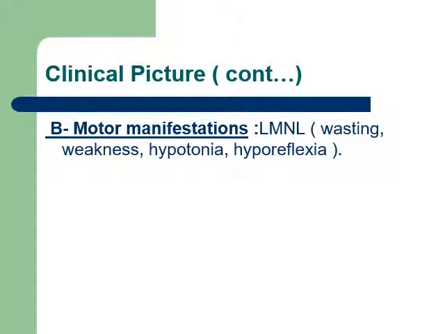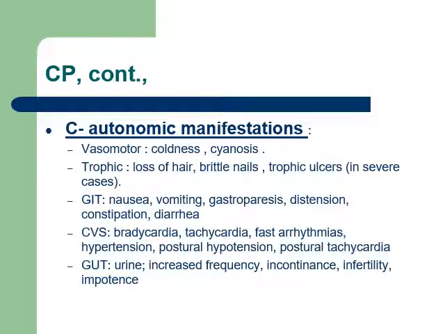The motor manifestation will be reflected in the patient in the form of wasting, weakness, hypotonia, and hyporeflexia, while the autonomic manifestation, carried mainly by the small fibers, would be different according to the system affected. In the skin and blood vessels, there will be loss of hair, brittle nails, coldness, cyanosis. GIT would be upper or lower. Cardiovascular symptoms would be in heart rate or blood pressure changes, while the genitourinary system could be in increased urine frequency or incontinence or infertility and impotence.